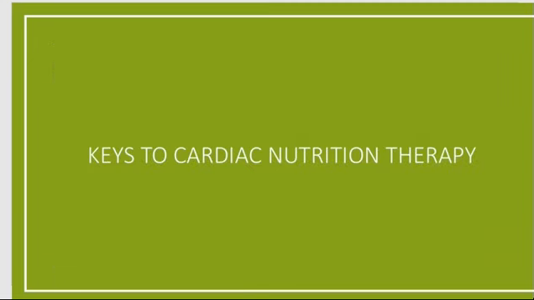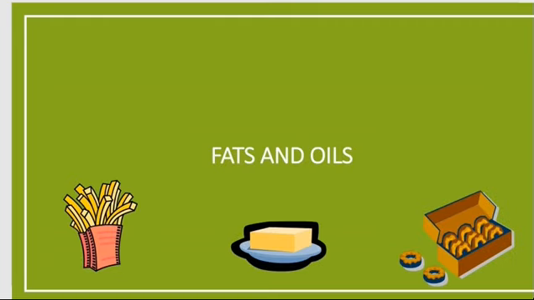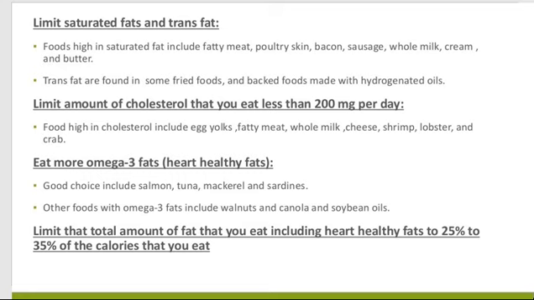Keys to cardiac nutrition therapy. Fats and oils. Limit saturated fats and trans fats. Foods high in saturated fats include fatty meat, poultry skin, bacon, sausages, whole milk, cream, and butter. Trans fats are found in some fried foods and baked foods made with hydrogenated oils.